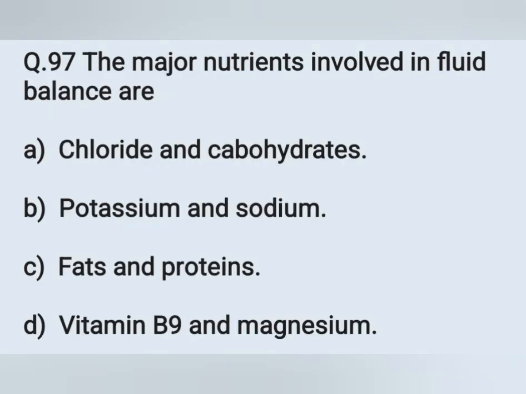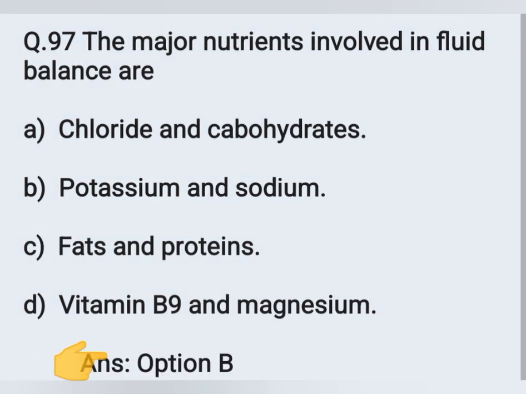And the next question, number 97. The major nutrients involved in fluid balance are. Options: option A, chloride and carbohydrate, option B, potassium and sodium, option C, fats and proteins, option D, vitamin B9 and magnesium. The major nutrients involved in fluid balance are potassium and sodium. Option B is the correct answer.